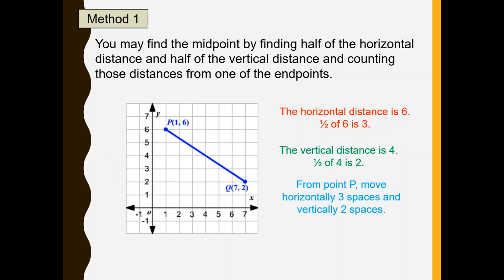Now we're going to start at point P and move from point P horizontally 3 spaces and 2 spaces vertically to reach the original line segment PQ. And our midpoint is at the ordered pair 4, 4.